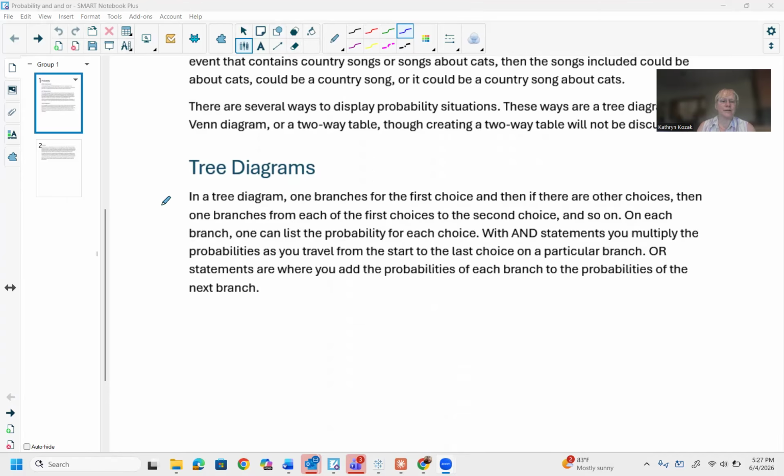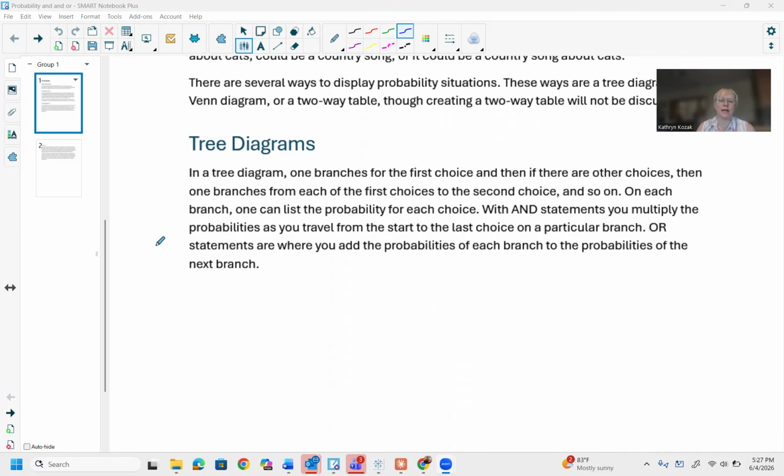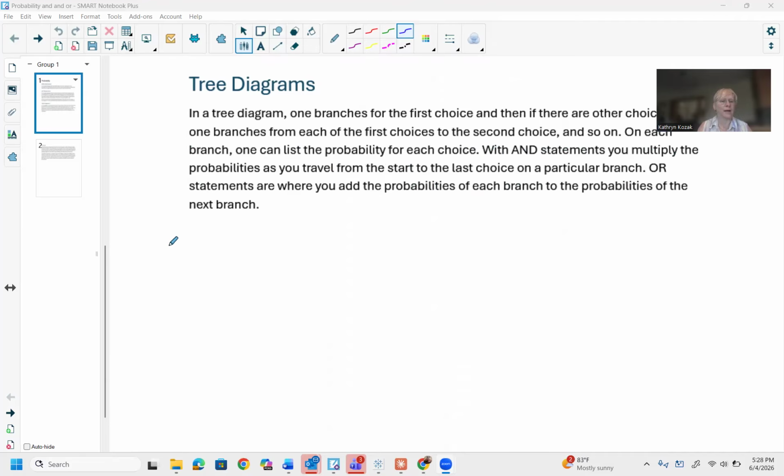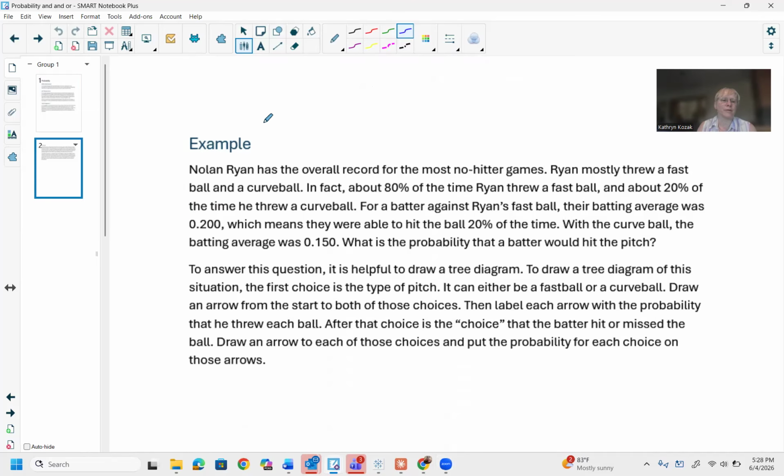So in a tree diagram, one branch for the first choice, and then there are other choices. Then one branch for each of the first choices to the second choice, and so on. One branch can be a list of the probabilities for each choice. With and statements, you multiply probabilities as you travel from the start to the last choice on a particular branch. Or statements are where you add the probabilities of each branch to the probabilities of the next branch. So let me just show you what one looks like. So we'll go to an example to help you with this.